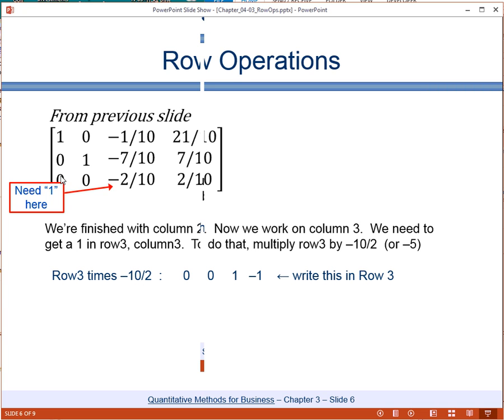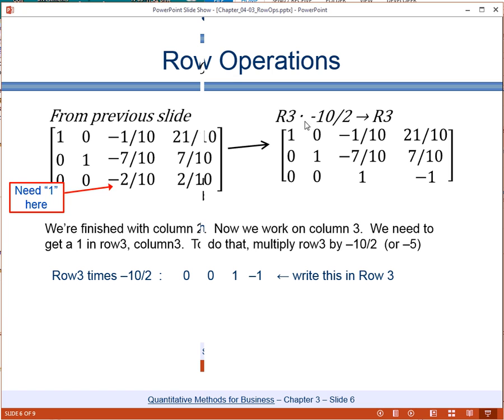Minus 10 over 2 times 0 is 0. Also there. Minus 10 over 2 times minus 2 over 10 gives me a 1. And minus 10 over 2 times 2 over 10 gives me a minus 1. Okay, so that's my new row 3: 0, 0, 1, minus 1. Just write that down in row 3. We're not going to change rows 1 and 2 at this point.